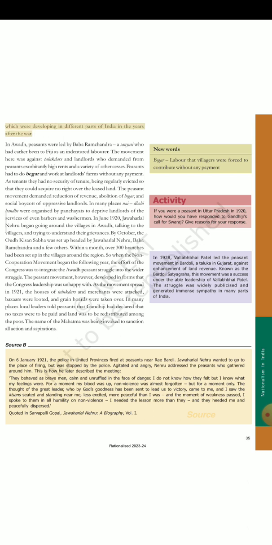Which were developing in different parts of India in the years after the war. In Awadh, peasants were led by Baba Ramchandra, a sannyasi who had earlier been to Fiji as an indentured labourer. The movement here was against talukdars and landlords who demanded from peasants exorbitantly high rents and a variety of other cesses. Peasants had to do begar and work at landlords' farms without any payment.